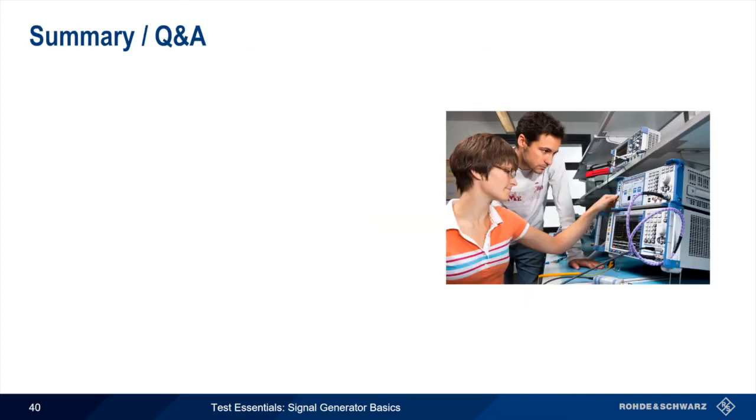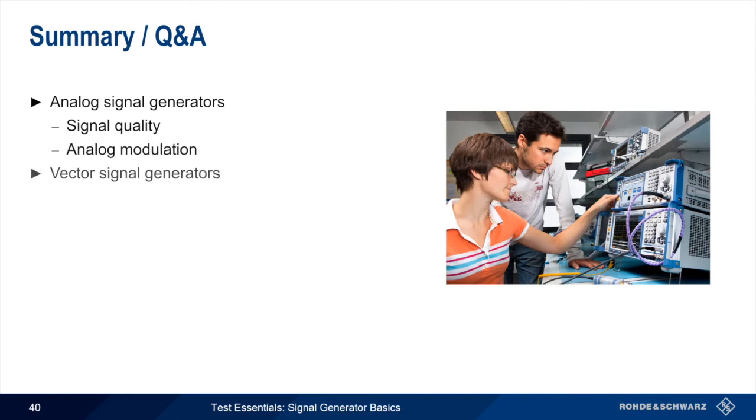So let's summarize the main points regarding analog and vector signal generators. Analog signal generators are most often used when creating basic CW signals, where signal quality is most important, although they're also used for many types of analog modulated signals. Vector signal generators, on the other hand, are most often used when generating signals with digital modulation, particularly when these signals are vector signals that have both a magnitude and a phase.